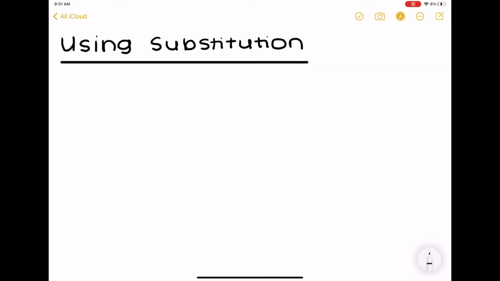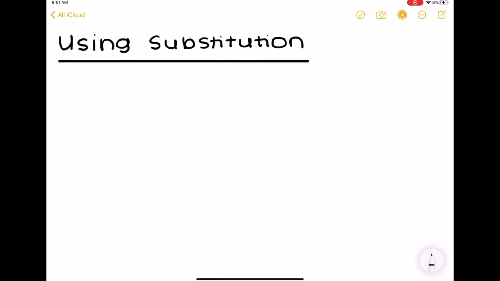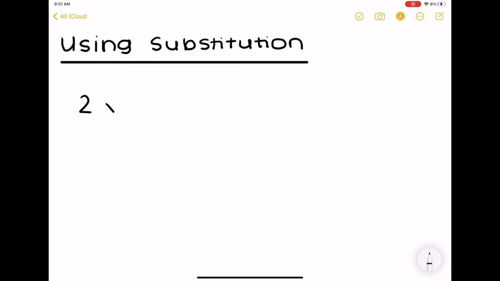But anyways, without further ado, let's head on to my video about using substitution. It's way easier to explain this as I'm doing a problem. So I'm going to be doing a problem step by step and explaining to you what all the steps mean and just how to use substitution in general.